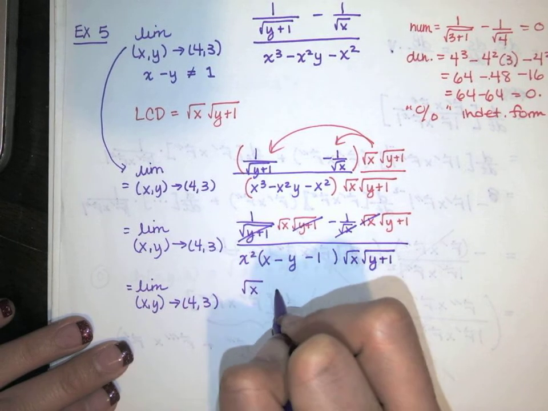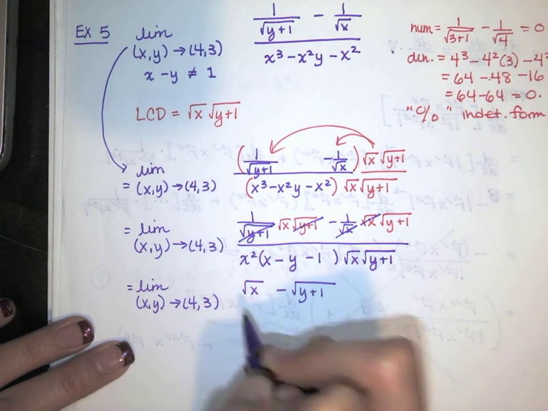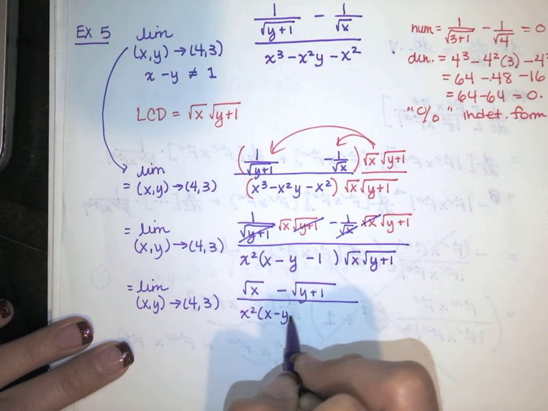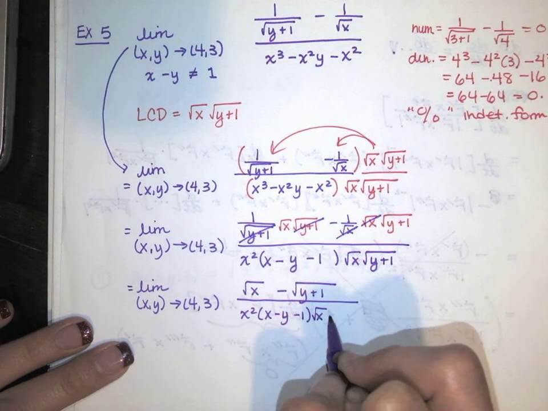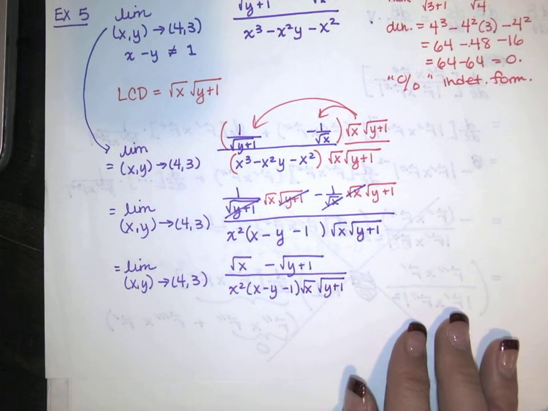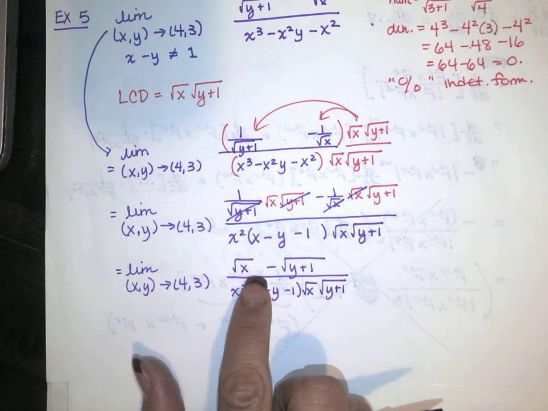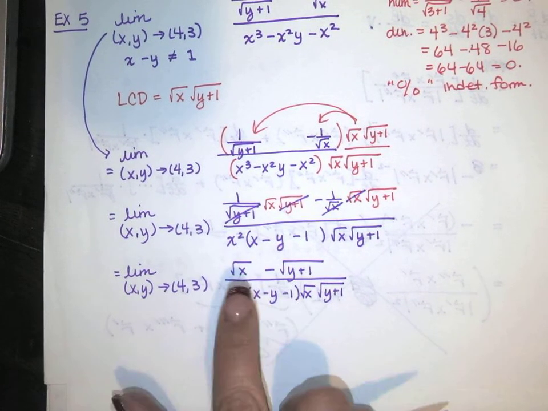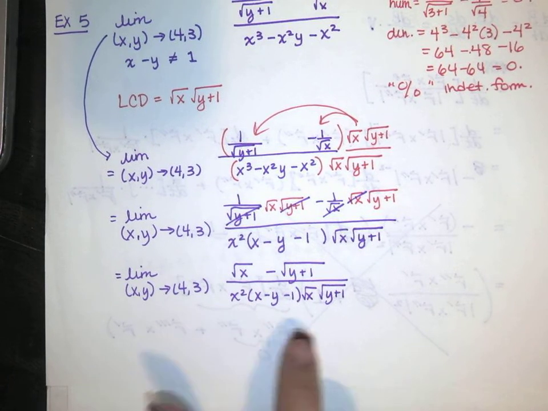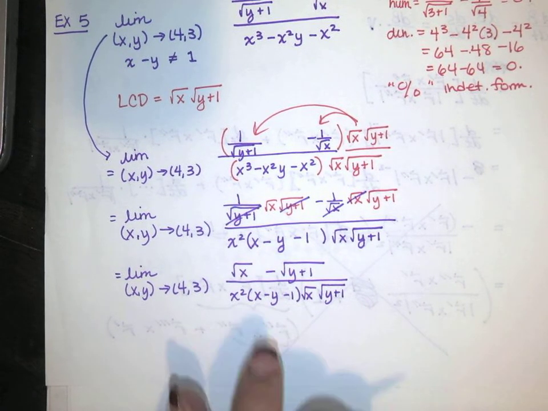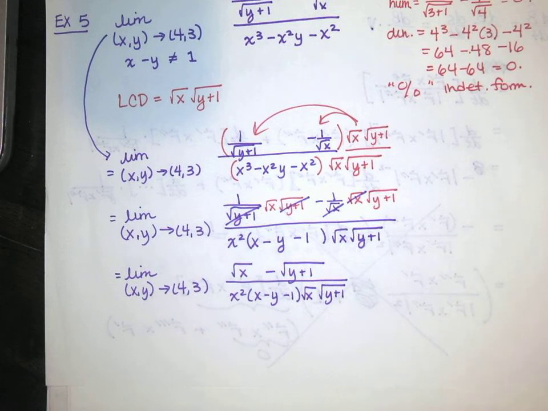I've got the square root of x minus the square root of y plus 1, all divided by x squared times x minus y minus 1 times the square root of x times the square root of y plus 1. Okay, are we done yet? If I plug in 4, 3, square root of 4 is 2, square root of 3 plus 1 is square root of 4, another 2. 2 minus 2 is 0. I plug in 4, 3 down here. 4 minus 3 is 1, 1 minus 1 is 0. So we have another 0 over 0 indeterminate form.